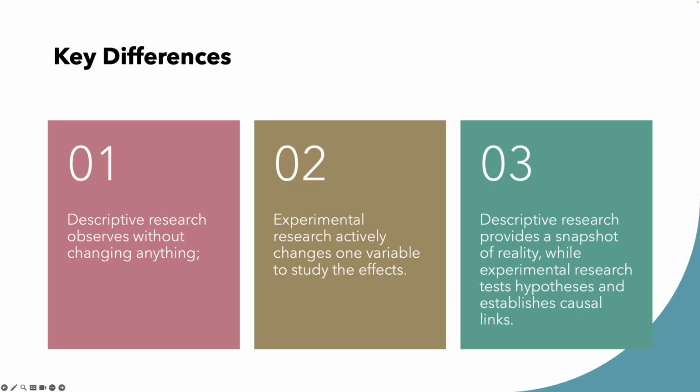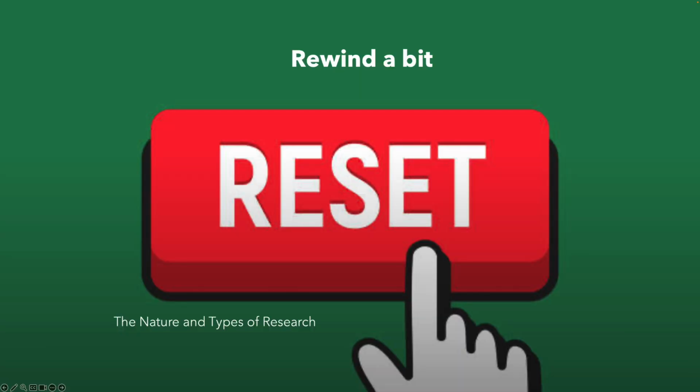Okay, and here is just another way of seeing these key differences, because I like to beat a dead horse, and I believe that repetition makes perfection. So why then are we hitting this reset button?